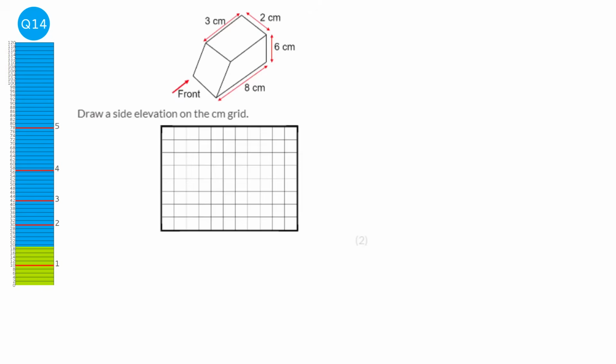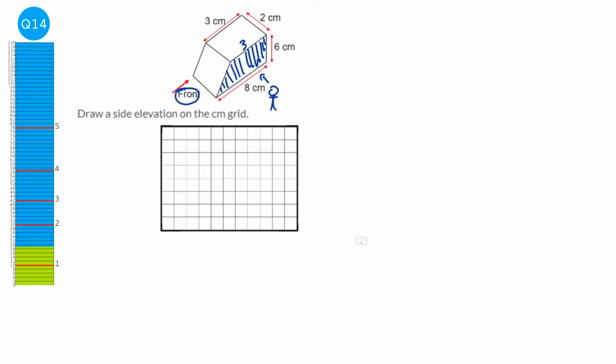A side elevation is the view you'd get if you were standing at the side of a shape. So I'm standing here, and it's the view I'll get. Well, it would be this trapezium here. And to know which side is the side and which one's the front, well, the front is always going to be labelled. They do normally label the sides as well for you. So we're going to draw this trapezium.